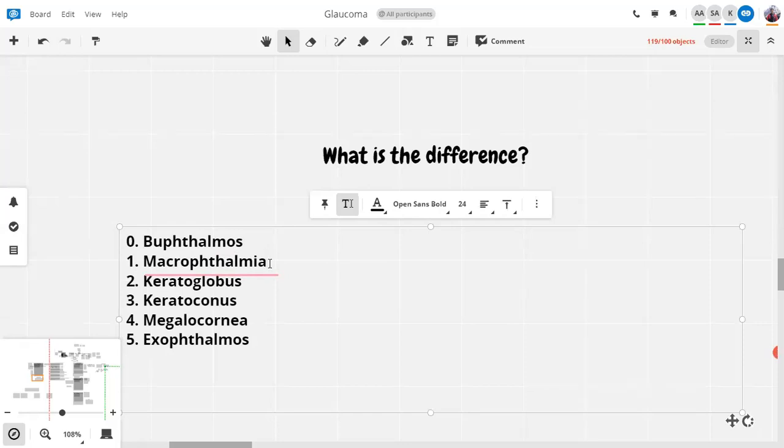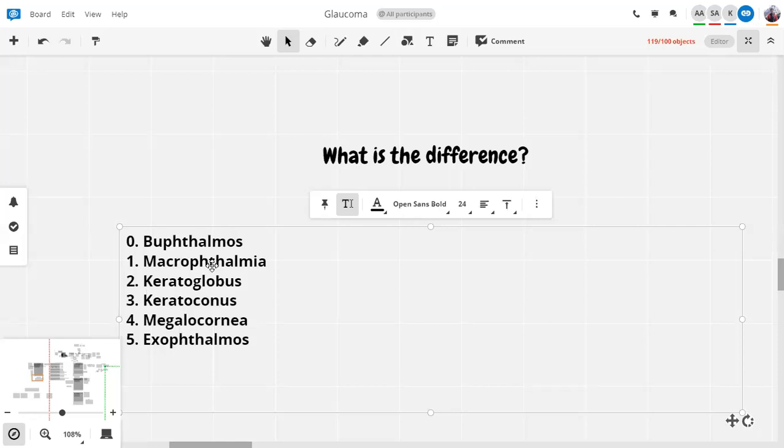So, what is macrophthalmia? It can be anything. It can be a keratoglobus. It's a general heading under which there are different subheadings, including ophthalmos, keratoglobus, keratoconus. If a patient has macrophthalmia, we have to see: does he have ophthalmos, large size due to raised IOP? Does he have a keratoglobus, megalocornea?